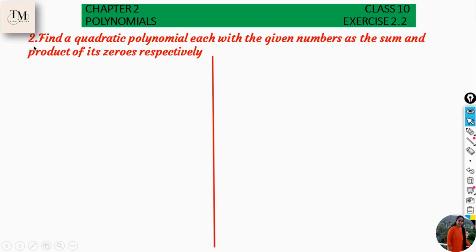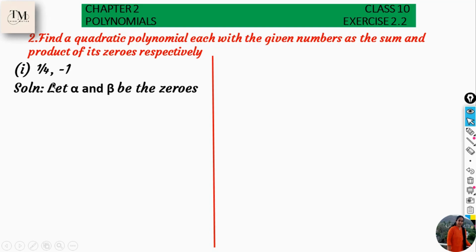So question number 2, find a quadratic polynomial each with the given numbers as the sum and product of its zeros respectively. So the value of sum and product is given, we have to find the quadratic polynomial. So first, sum 1 by 4, comma, minus 1. So here the sum is 1 by 4 and the product is minus 1.